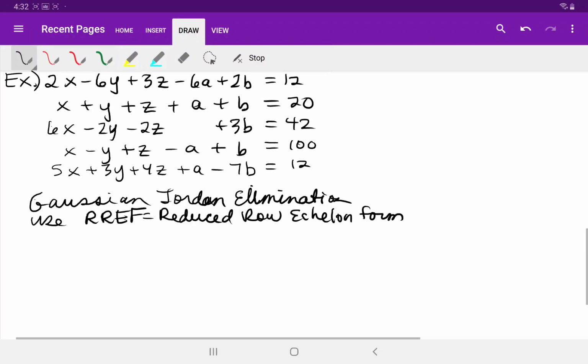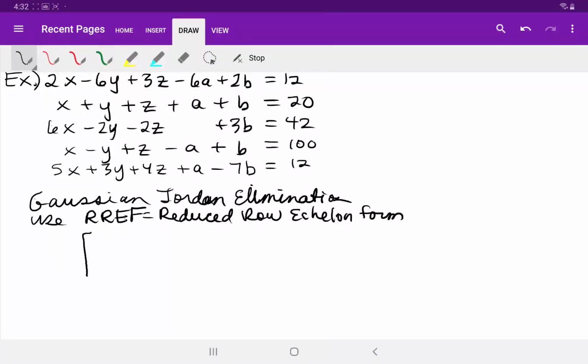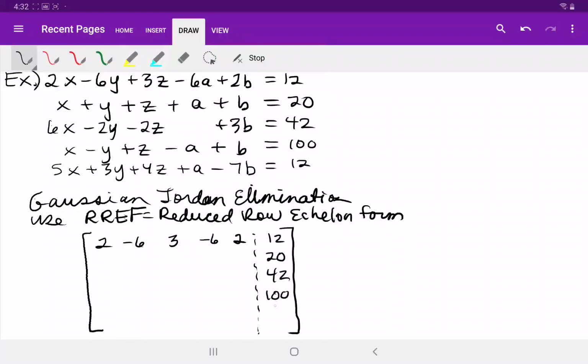Okay, so the work that you would show is you would show your augmented matrix. So you're going to put your numbers in. Be careful of your negatives. If there's nothing there, you put a 0.